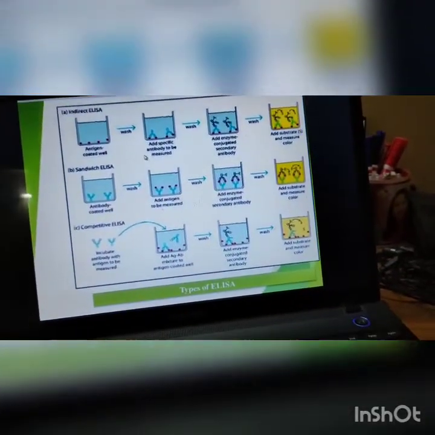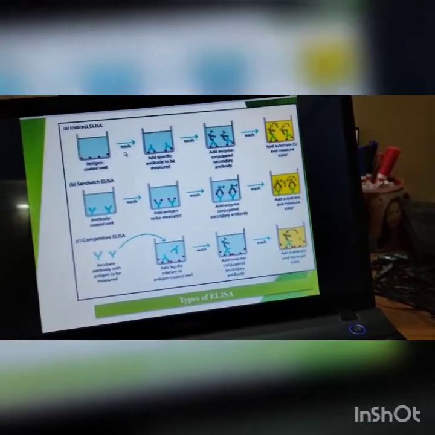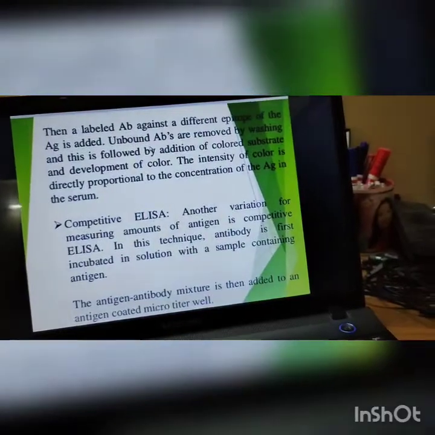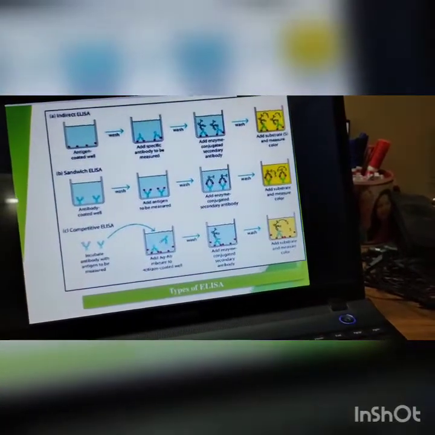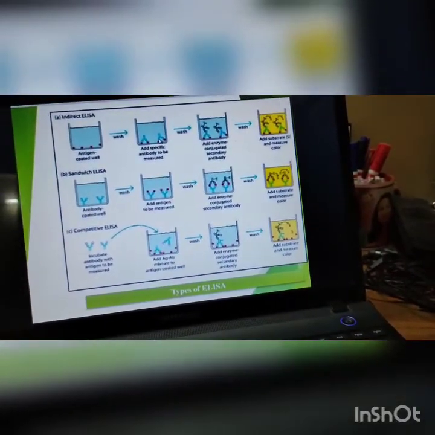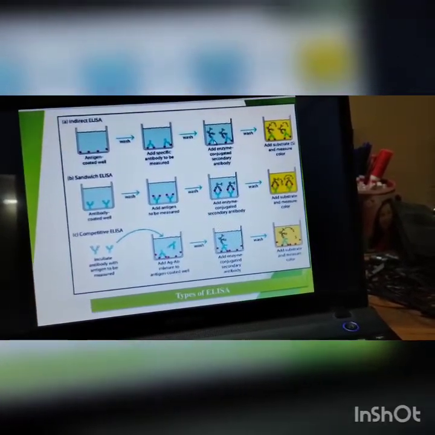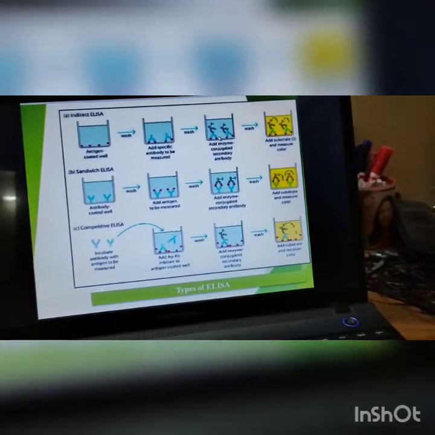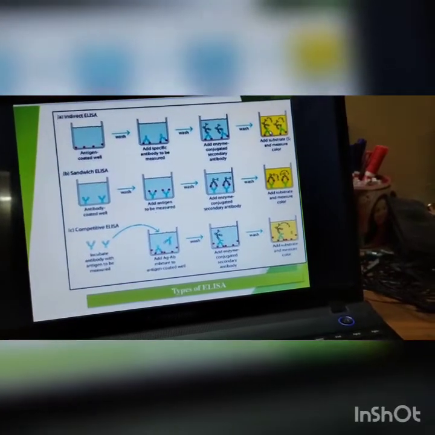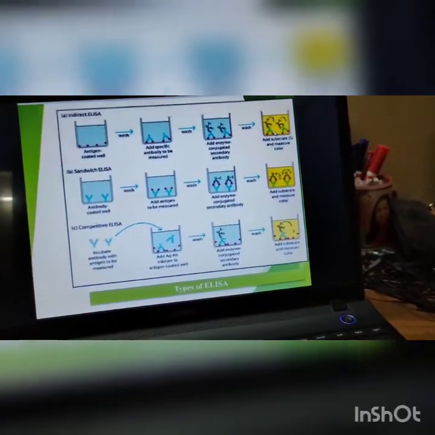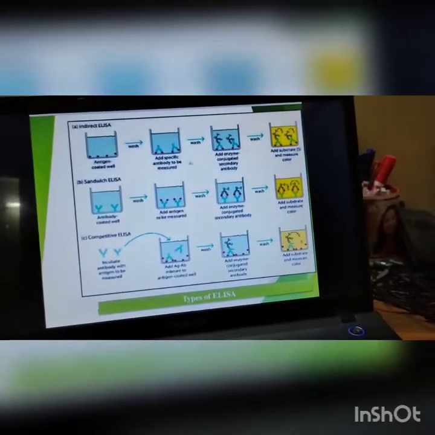First is the indirect ELISA. The antigen is coated in a well, then it is washed, then specific antibody is added to the reaction, then it is washed with saline. Then an enzyme is conjugated, meaning a secondary antibody is added here. Then wash, and a color change is there. So add substrate and measure the color. The color shows the intensity of that particular antigen present in the solution. This is the indirect ELISA.